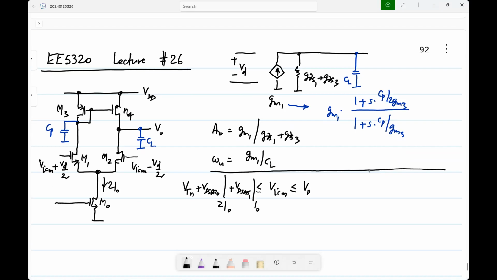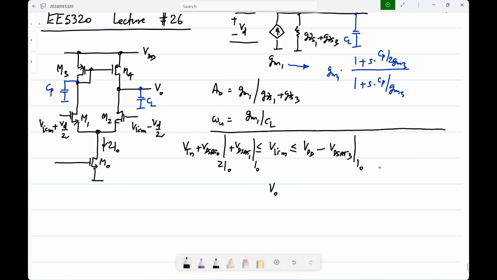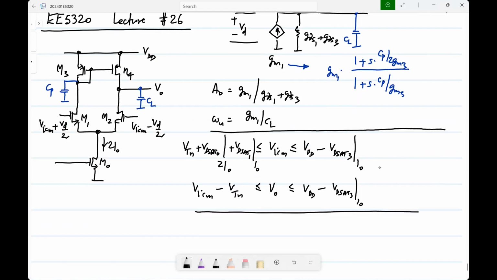On the upper side, it is as shown. It's assumed, of course, that VD is small because this is an op-amp and it has a substantially high gain. So that's an assumption we always make. On the upper side, it is as above, and on the lower side, it is VICM minus VTN. These are the large signal characteristics stemming from a limited supply voltage.